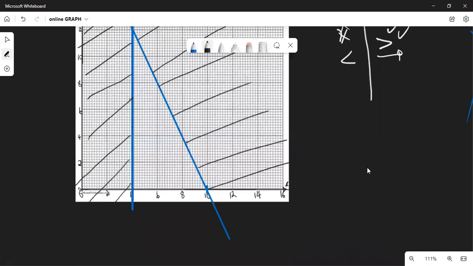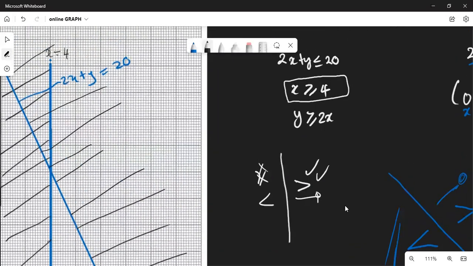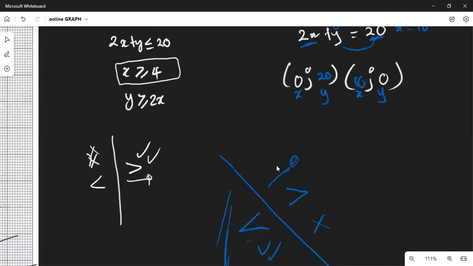2x plus y is equal to what? That was 6. Okay, 20. Then we move on to the other one. We are now given the last one, y is greater than or equal to 2x. So this is the one that we need.